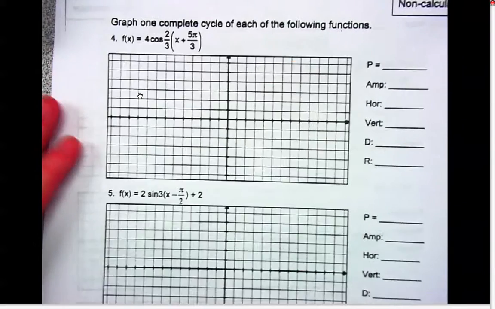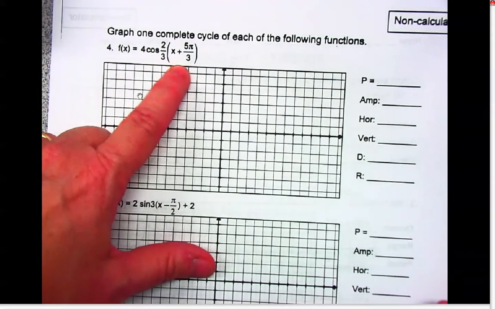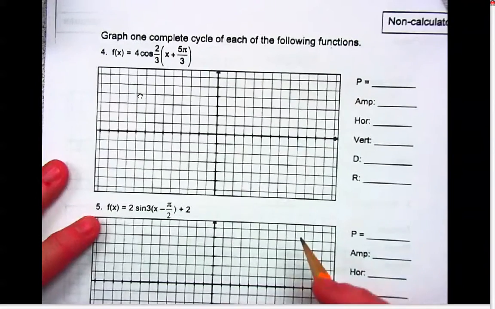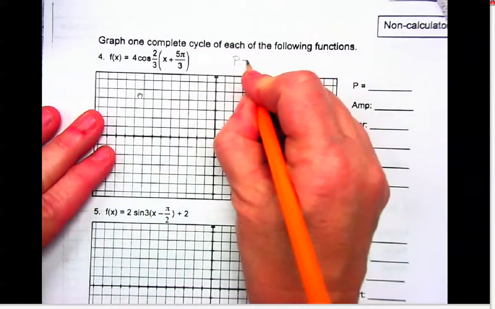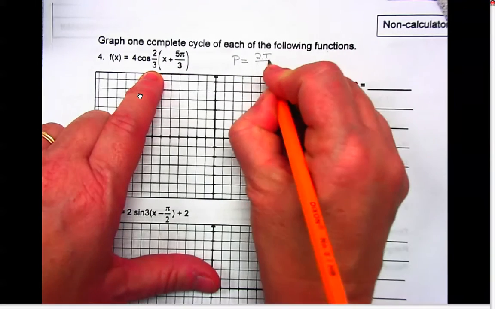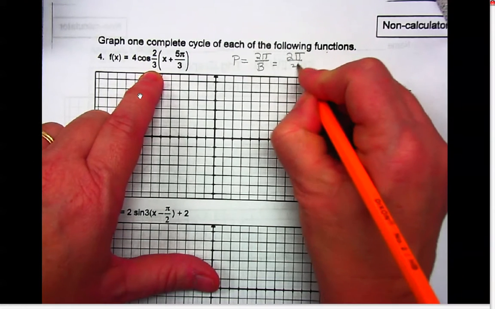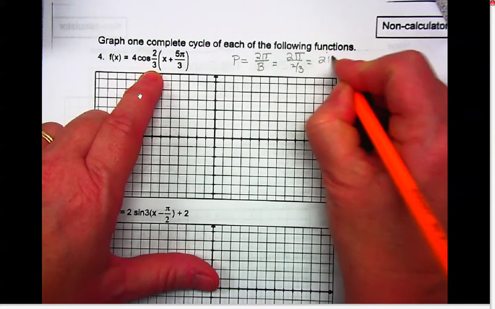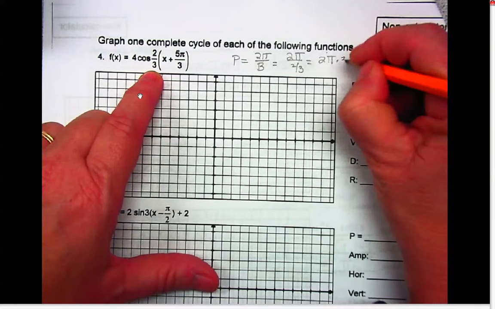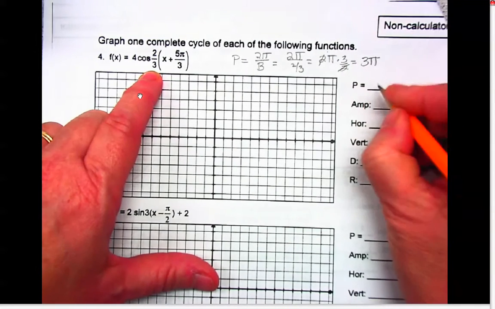Okay, what I really want to go over though are these 3 graphs. And we've got 4 cosine 2/3 of x plus 5 pi over 3. Now, to find the period, you take the b, which is 2/3, you do 2 pi divided by b. So we're going to do 2 pi divided by 2/3, which is 2 pi times 3 over 2. The 2's cancel, and we end up with 3 pi. So we have a big period.